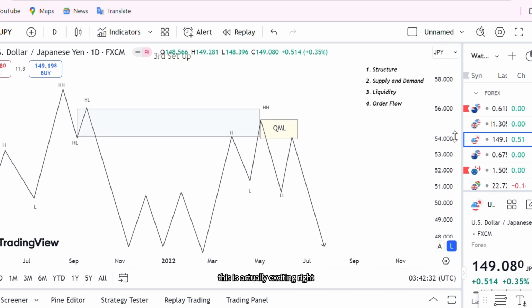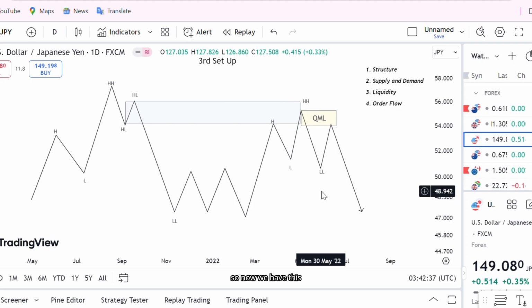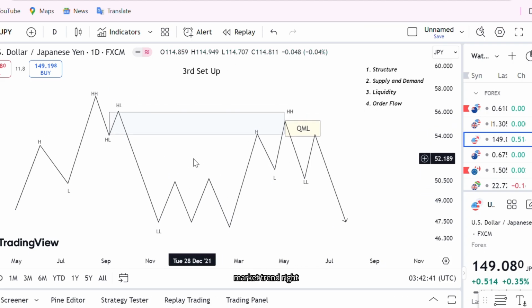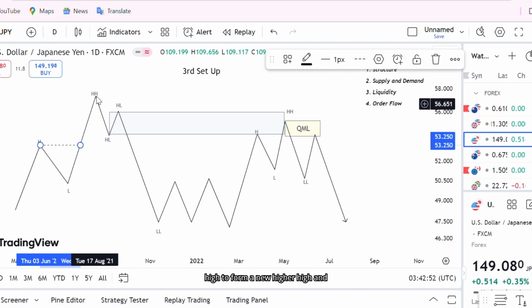This is actually exciting, right? So now we have this market trend, right? As you can see, we've been going up, we're forming higher highs, then we take this high to form a new higher high, and we form a higher low, and then we form an order block.